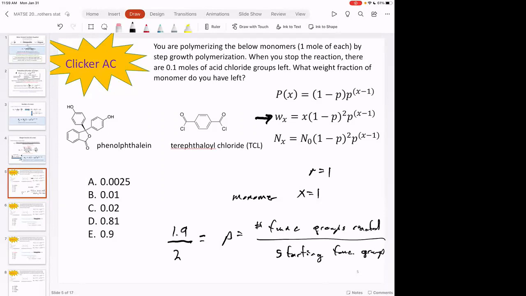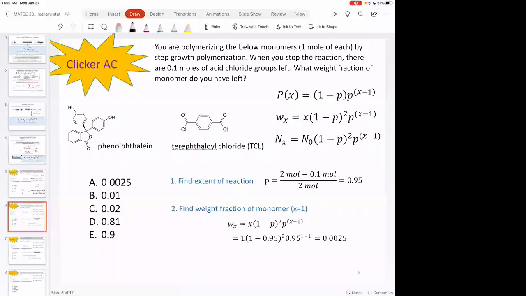1.9 equals P. And so if I run that in, I can't remember what I get. So I have 1.9 over 2 is 0.95. I sub that in and I get 0.0025. So that is my weight fraction of monomers left. It's not a lot, it's a small number. We're dealing with P, but this is the way that I'll ask these types of questions on statistical. You need to know it exists. You need to know how to use the equations, but the questions are going to be asked just like this. Yes.